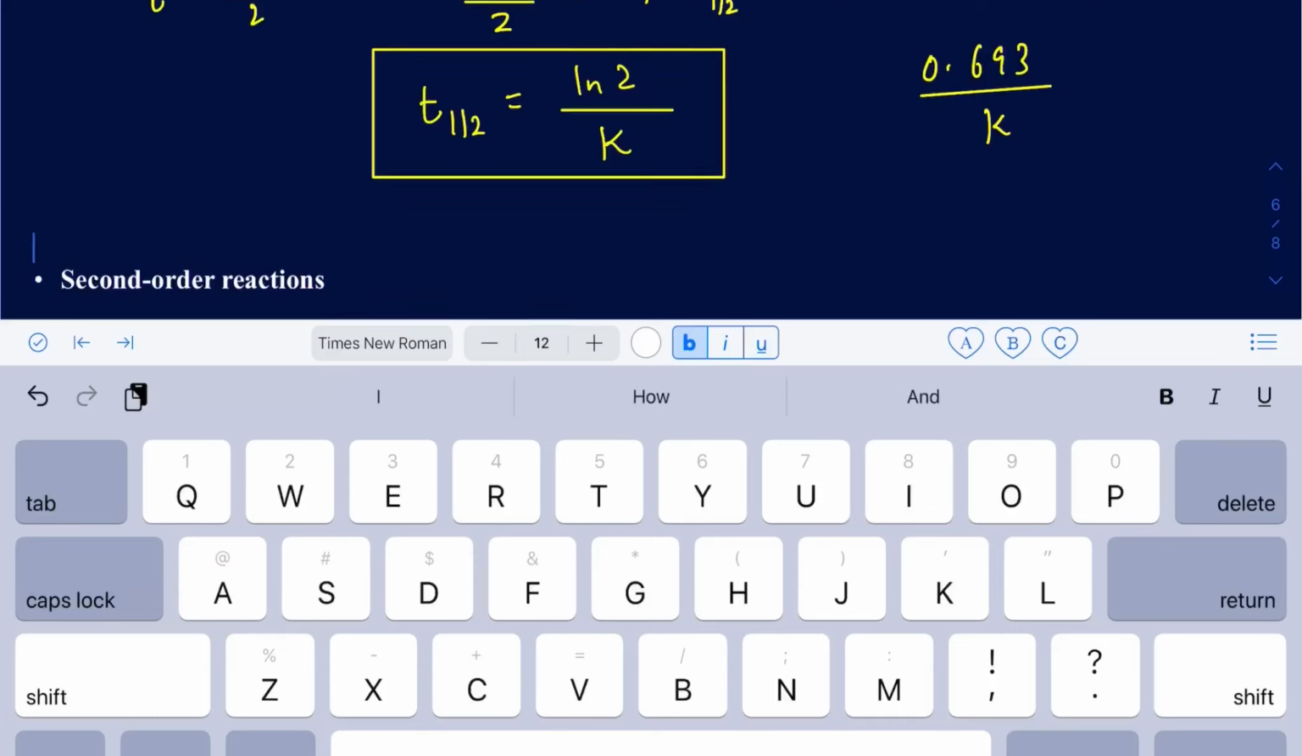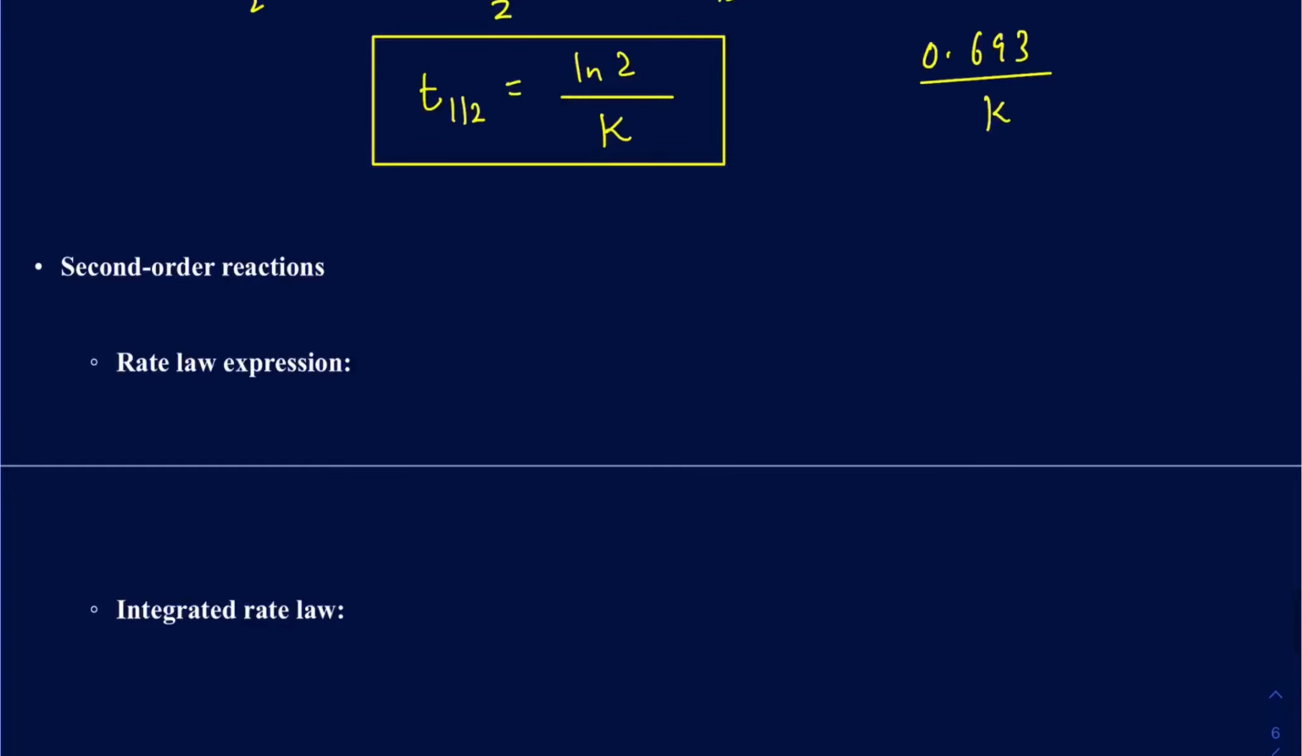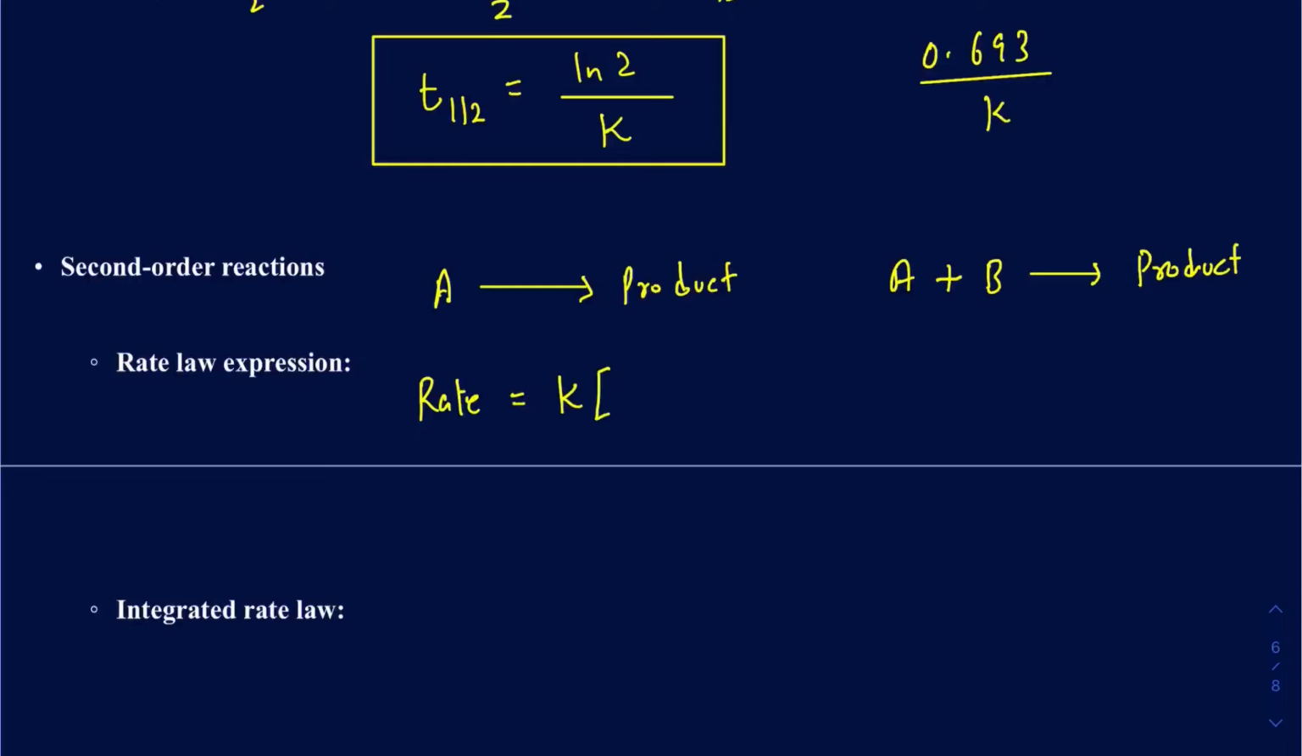So let me make a little bit of space there. In a second order reaction, you might have two reactants, or maybe you just have one reactant, but it's going to have a power of two. So I can see a couple of these scenarios there, and I can write down the rate law expression for both of those. For the first one, the rate is going to be the rate constant K times the concentration of A to the power of 2, so that makes it a second order reaction.